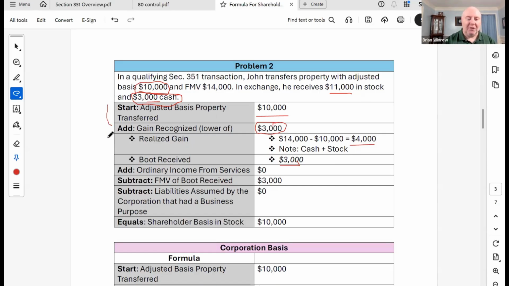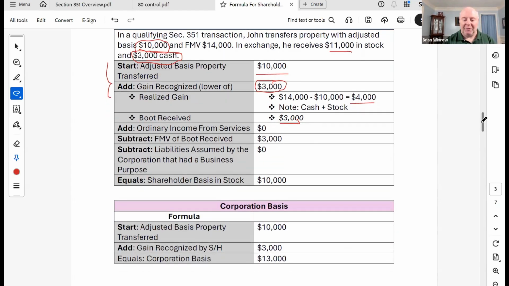Hey, and if you're wondering, we're going to keep working on this one. These two, guess what? I already know our corporation is going to have a basis of 13,000, right? So I'm just going to peek down here. There it is. 10,000, 10,000, 3,000, 3,000. Boom. We have 13,000. But right now we're working through the top part of the problem.